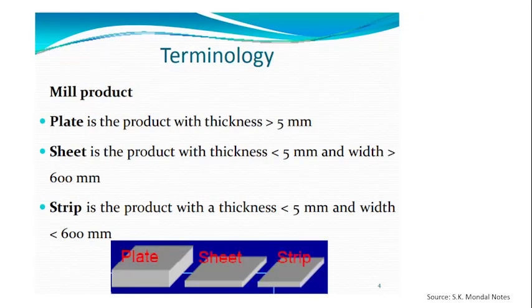Now move on to the mill products, that is plate, sheet and strip. What is the difference in all these? Slab, plate, sheet and strip differ by thickness. If the thickness is less than 5 mm and width is greater than 600 mm, then it is a sheet. If width is less than 600 mm, then it is a strip. And if the thickness is greater than 5 mm, then it is a plate. Sheet metal forming is a different topic in your syllabus, that we will also see.